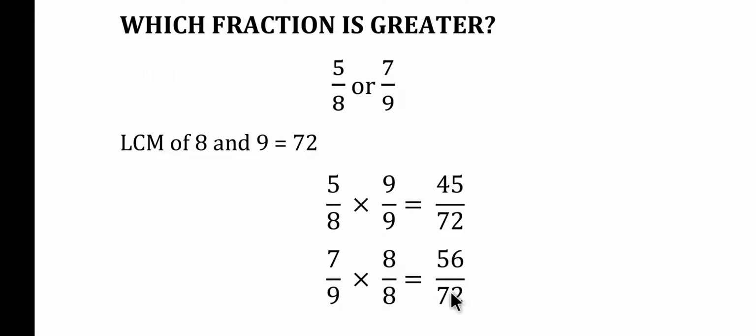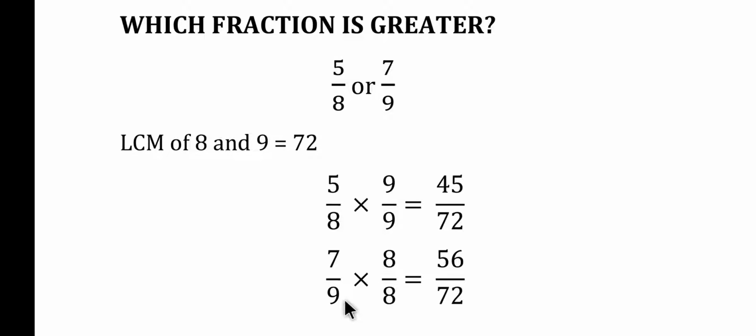Similarly, 7 by 9, this fraction, now the denominator, if it is multiplied with 8, gives the LCM 72. So 8 multiplies with the denominator as well as the numerator. So 7 times 8 gives us 56 and 9 times 8 gives us 72. So here we can see that 45 by 72 is the fraction equivalent to 5 by 8 and 56 by 72 is the fraction equivalent to 7 by 9.